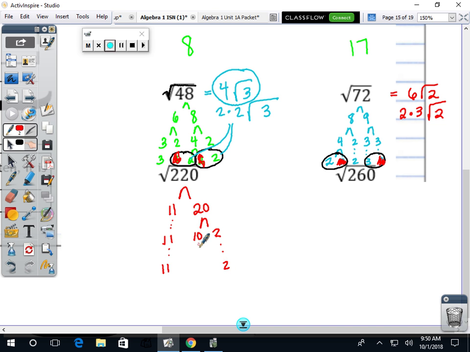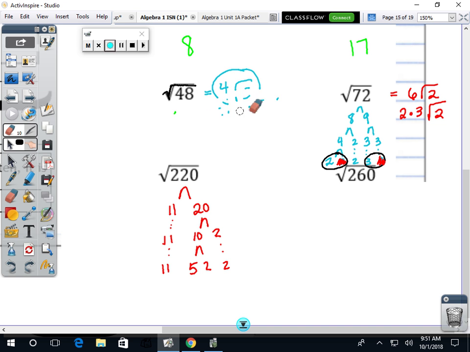But that 10 can break down one more time into a 5 and a 2. And hold on, I don't want to write them where it looks like a 52. Okay, now let me erase this because it's kind of distracting me. That belongs to the previous problem.